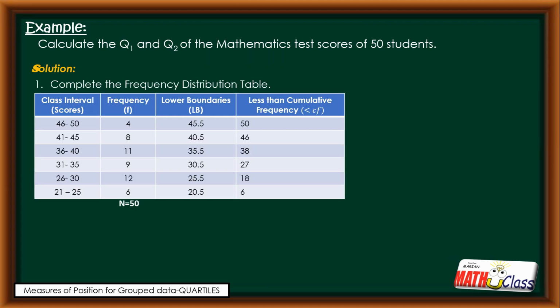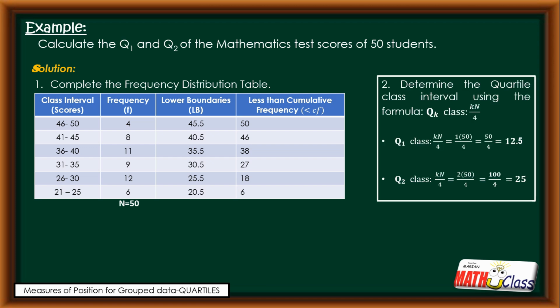Since we are done completing the table, let us proceed to step 2. Determine the quartile class interval using the formula kn over 4. Remember that K is the nth quartile and n is the total frequency. So for Q1, the value of K is 1, while for Q2, the value of K is 2, and n is 50. Let us substitute the values of K and n into the formula.